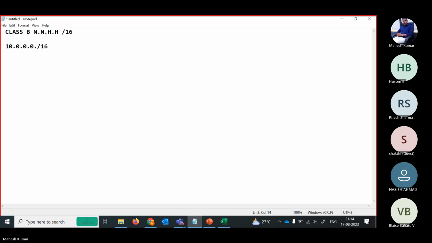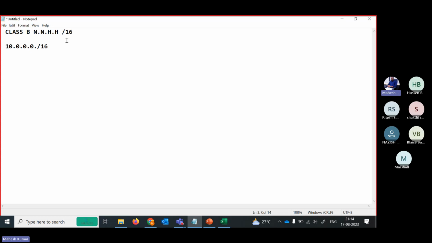By default, let's suppose I'm taking 10.0.0.0/16. In this slash 16, this is our default. This will be our base IP, the network ID. In this, we are going to go with slash 18. By default it is 16, so we are doing slash 18.